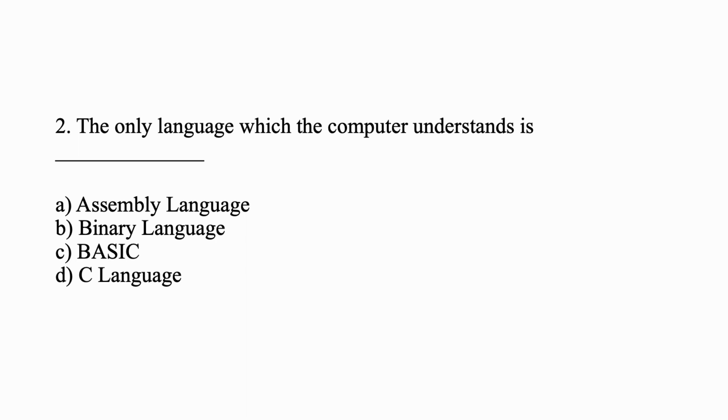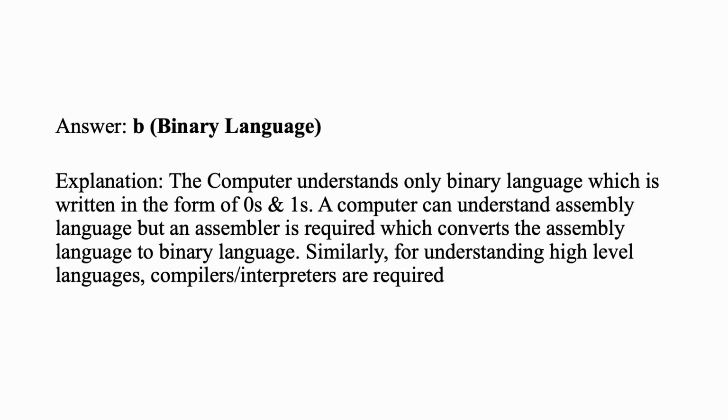And your options are: number one is assembly language, number two is binary language, number three is BASIC, and number four is C language. Okay, so the correct answer is the binary language. And here is the explanation. The computer understands only binary language, which is written in the form of 0 and 1, also called the bits. A computer can understand assembly language, but an assembler is required which converts the assembly language to binary language. Similarly, for understanding high-level languages, compilers and interpreters are required.